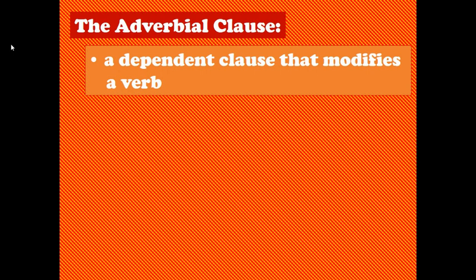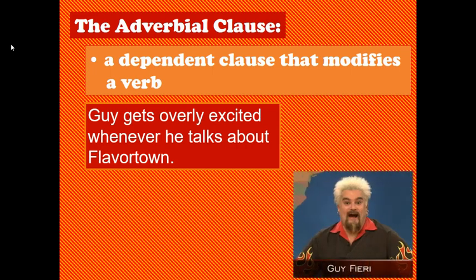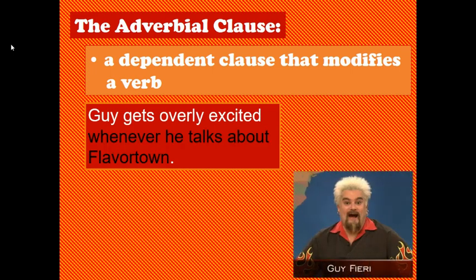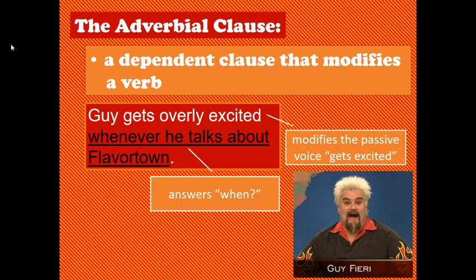So when we say that it modifies the verb, let me show you an example. If I said Guy gets overly excited whenever he talks about Flavortown, and there he is, we're going to talk about how whenever he talks about Flavortown is actually a clause, because it's actually modifying the verb. So this answers the question of when, whenever he talks about Flavortown. And then it's going to be modifying the verb gets excited. It's kind of a passive voice verb. When does he get excited? Whenever he talks about Flavortown. So that's a clue that we're dealing with an adverbial clause.